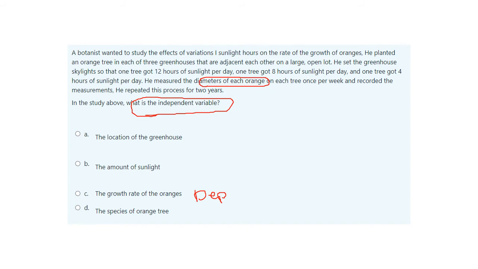The location of the greenhouse is controlled. All the greenhouses are next to each other. What he is changing is the amount of sunlight, 12 hours, 8 hours, or 4 hours. Presumably, the window at the top has a cover over it, so he can control how many hours of sunlight each greenhouse receives. He is changing the amount of sunlight. So B is the independent variable. This is really important to know, and we've done a few experiments. Do go back to your notes because this type of question is going to come up in your exam.